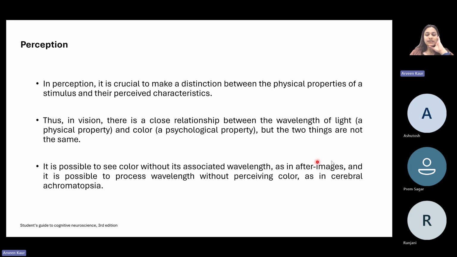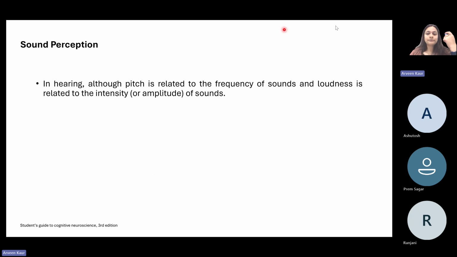So it is possible to see color without its associated wavelength, as in after images, and it is possible to process wavelength without perceiving the color, as in cerebral achromatopsia, right? So these are two things that you can study more about.